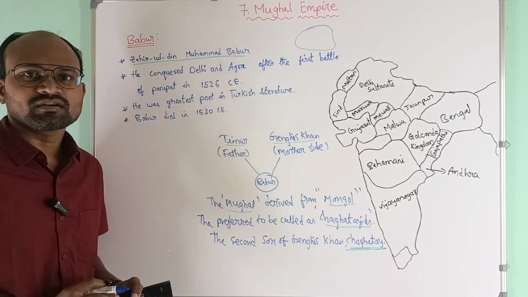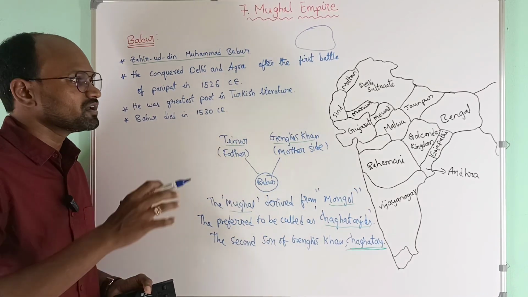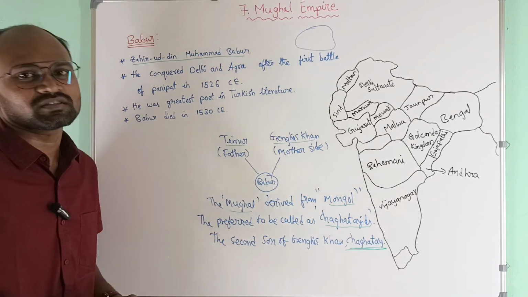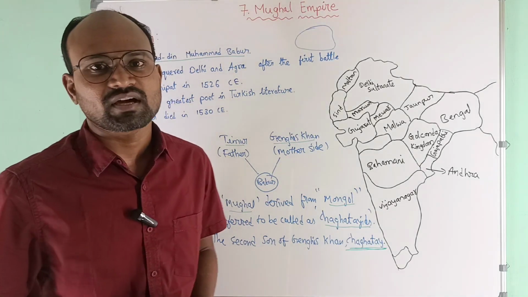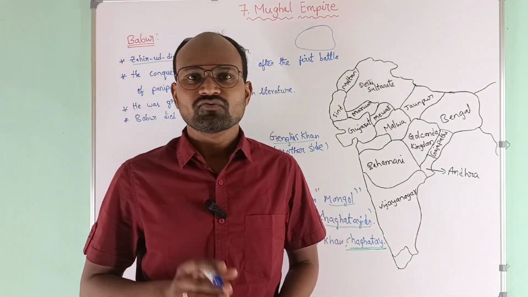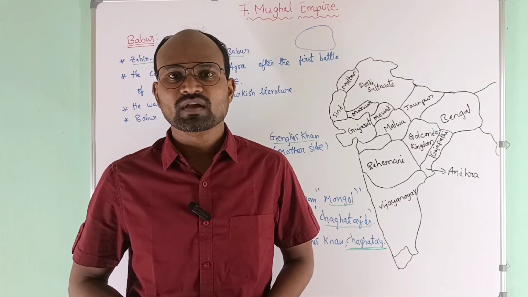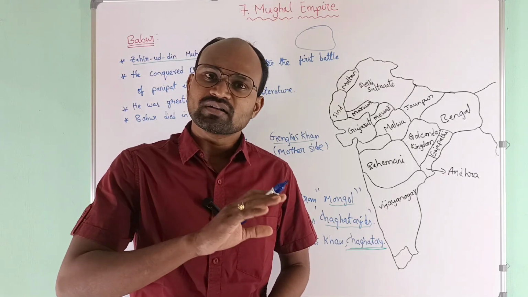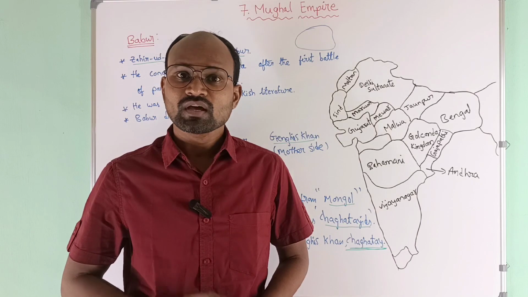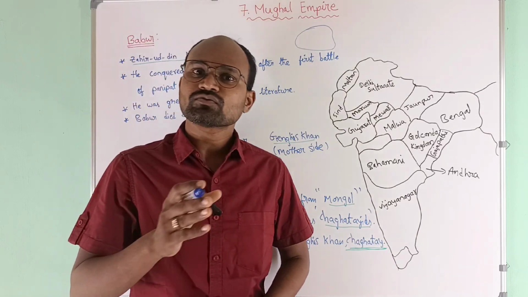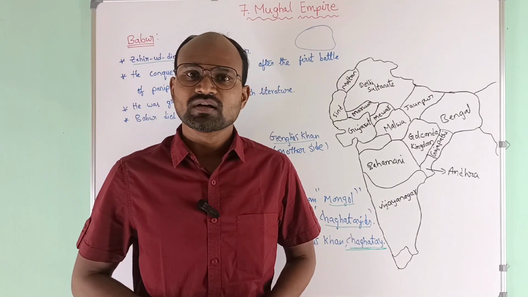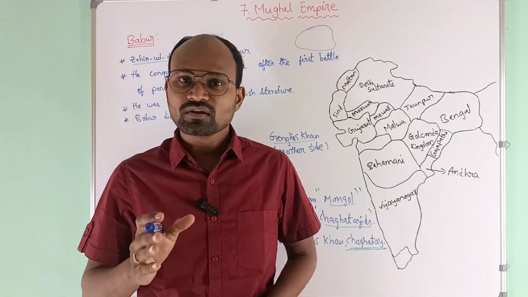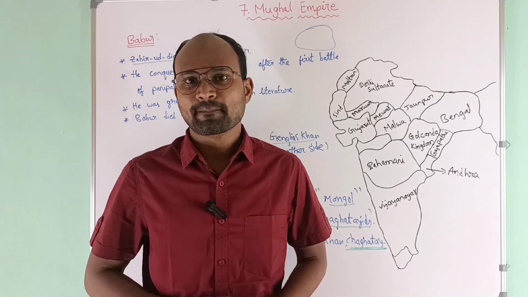But now let us see why Babur invaded northern India. What are the reasons behind invading northern India? Before discussing that, let us recall the fourth lesson, the Delhi Sultanate. In the Delhi Sultanate, we have already discussed that after the death of Muhammad bin Tughlaq, because of his administrative failures, the Delhi Sultanate declined, or we can say it started declining.